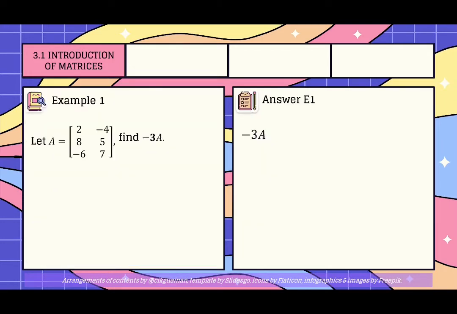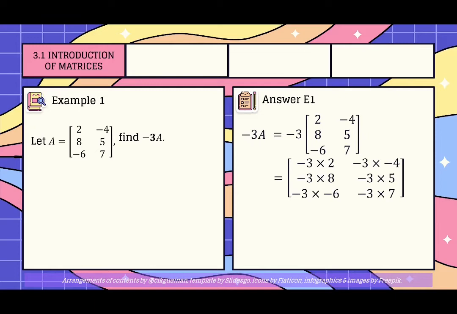Okay, let's go to the first example. For this one, we have to multiply -3 by the matrix A. Just multiply every entry by -3 to get the final answer.